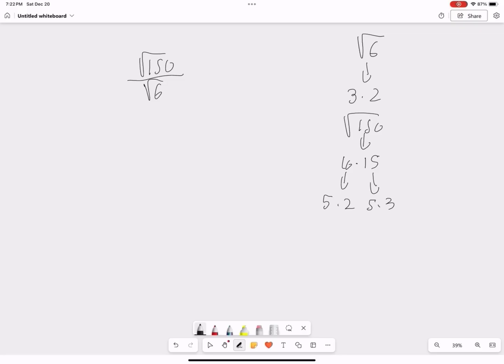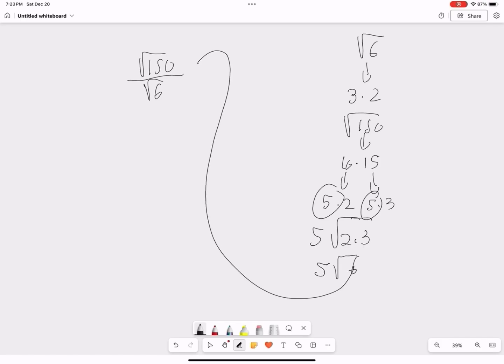Now we can also write that. This is a pair, this is a pair. These aren't pairs. So this becomes 5, and then we have 2 times 3. So this becomes 5 root 6. We substitute that here, so this becomes 5 root 6 divided by root 6, and this answer just becomes 5.